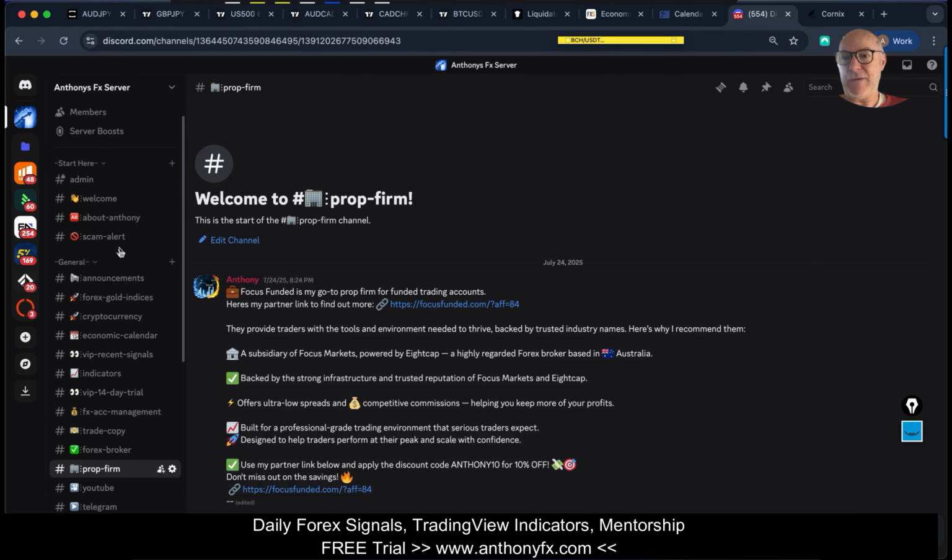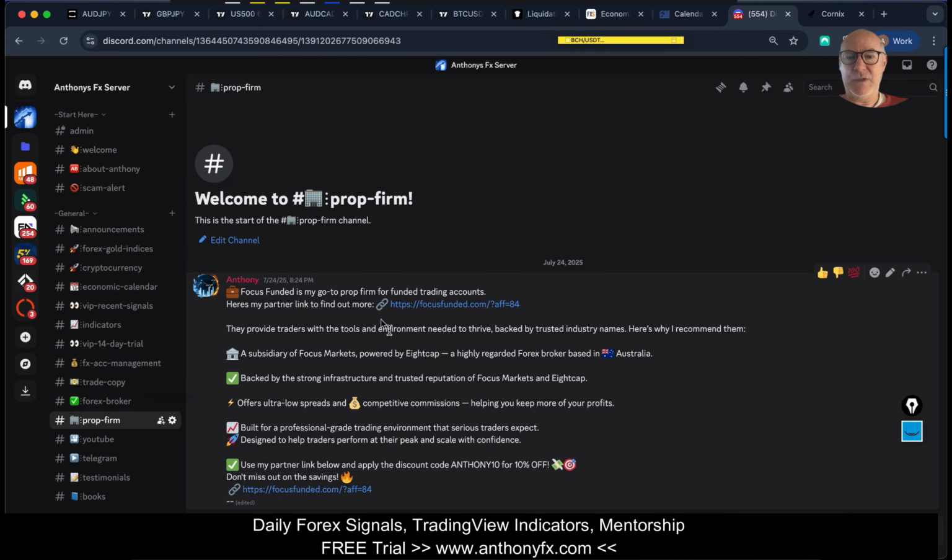Okay, look, over here in Discord, I recommend Focus Funded. They're owned by an Australian company, Australian broker, Focus Markets. You can set that up in Duplikium as a slave account, but make sure you pick the right platform that's integrated with Duplikium or Traders Connect. So it needs to be a C-Trader account, MT4. Make sure it's compatible. So you can go over to Duplikium and ask their customer support what type of accounts are compatible.